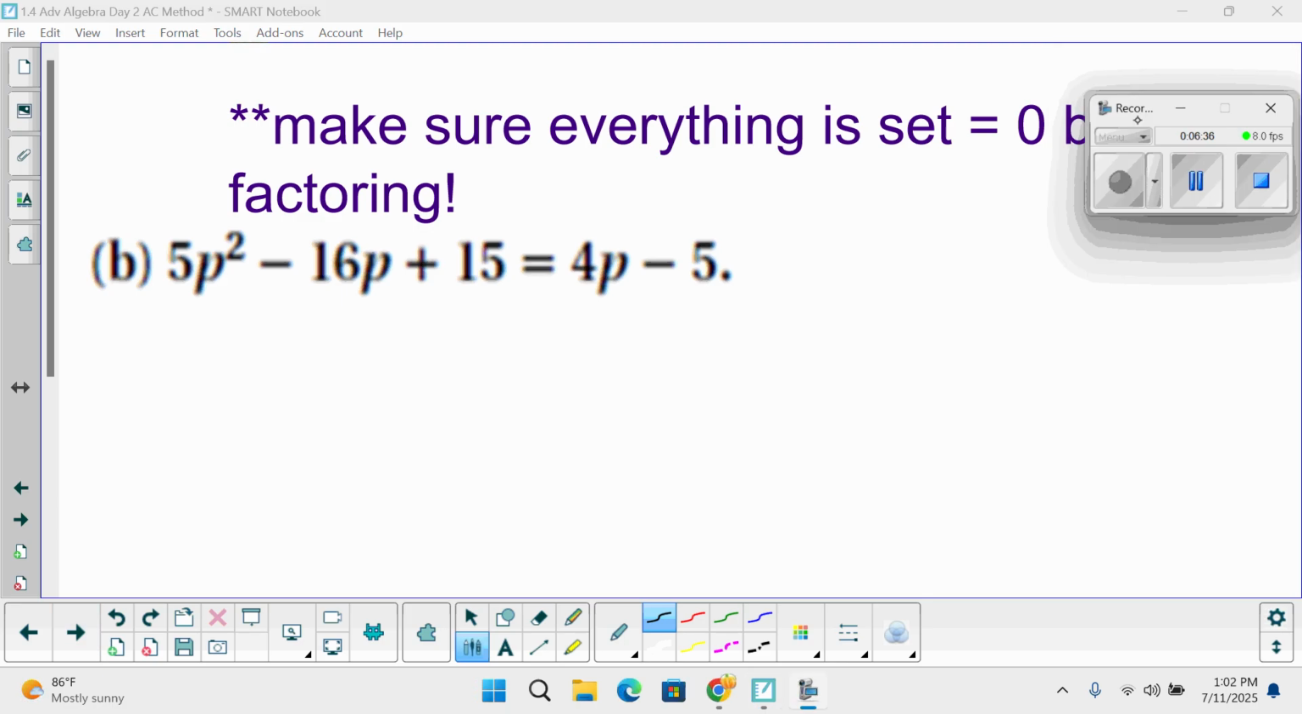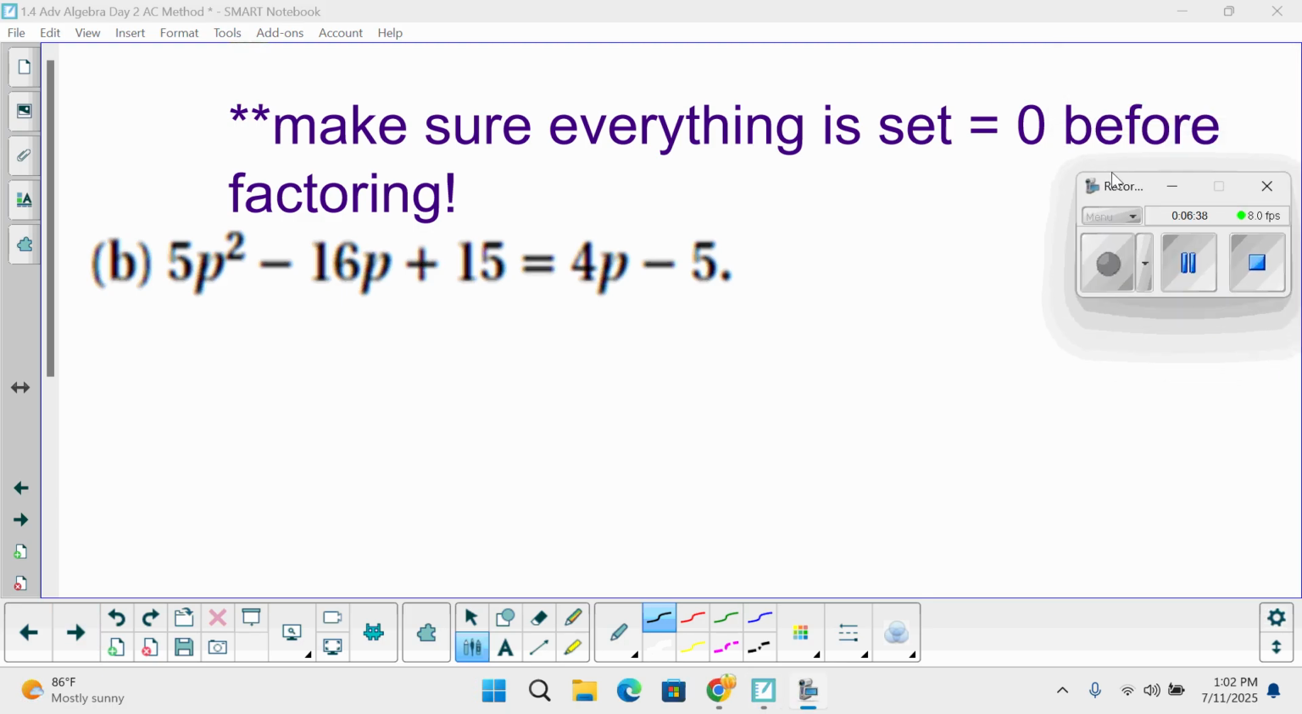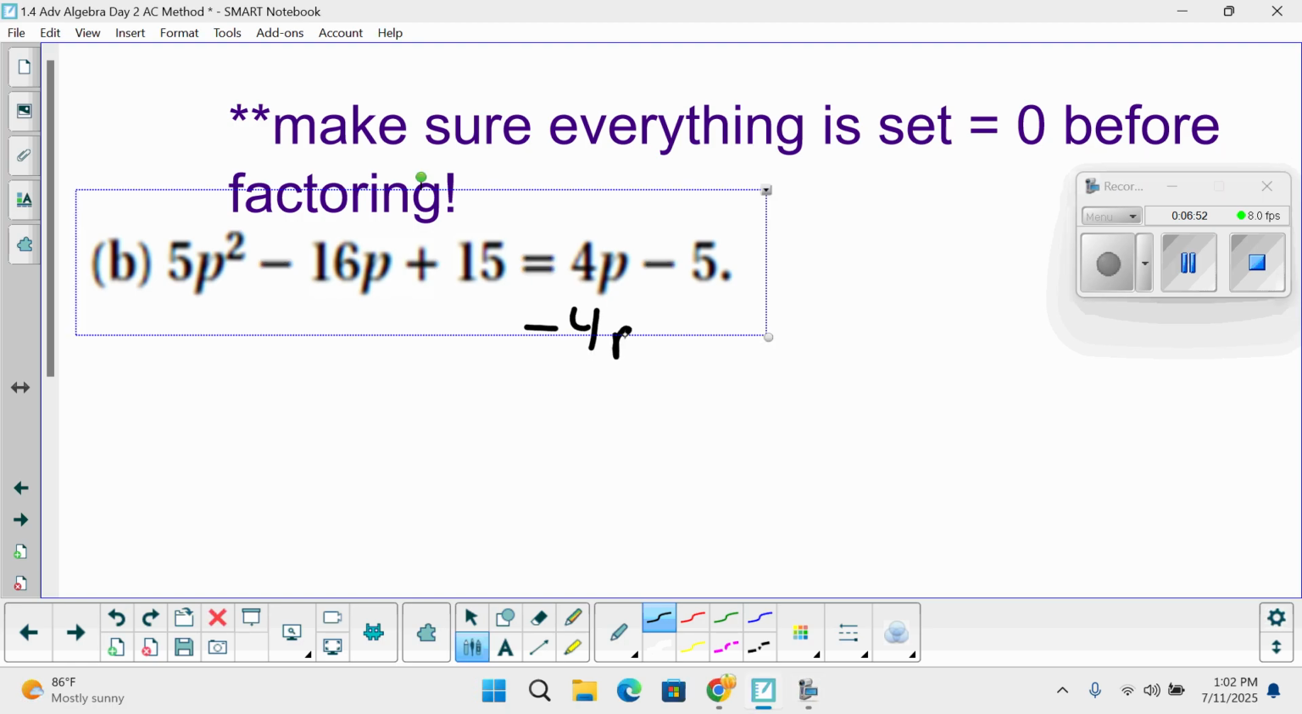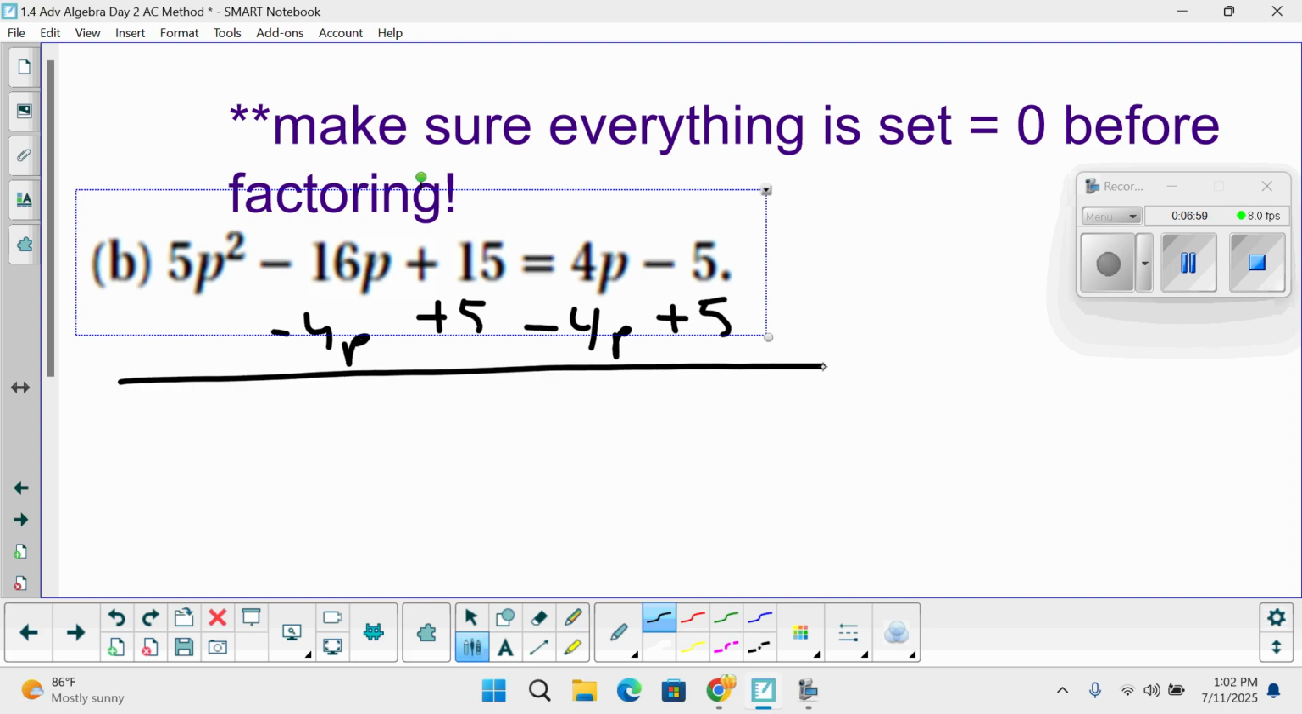All right, now this can be a little bit tricky. When you are asked to solve with factoring an equation that looks like this, you're not quite ready for factoring. You need to make sure everything is set equal to 0 before using your factoring. So let's subtract our 4p over, and let's add our 5 over so everybody can live on that left-hand side of the equal sign, and we can be set equal to 0. So it'll be 5p squared minus 20p plus 20.